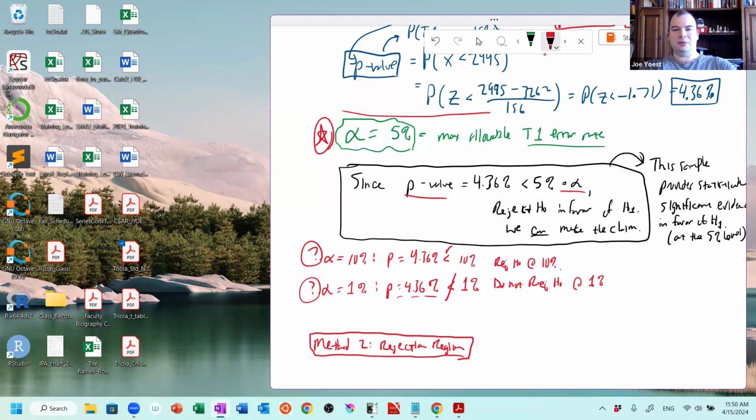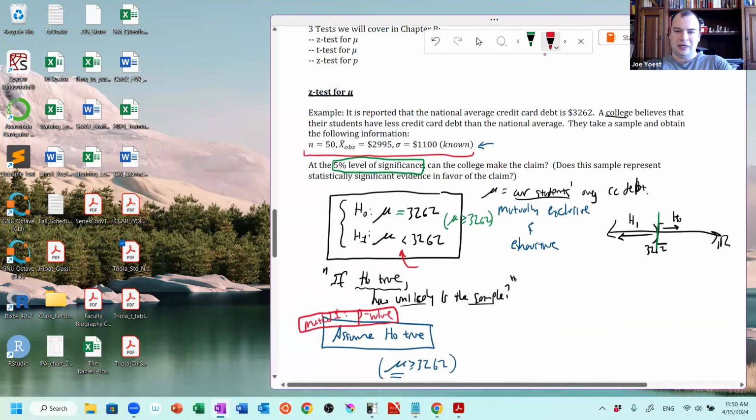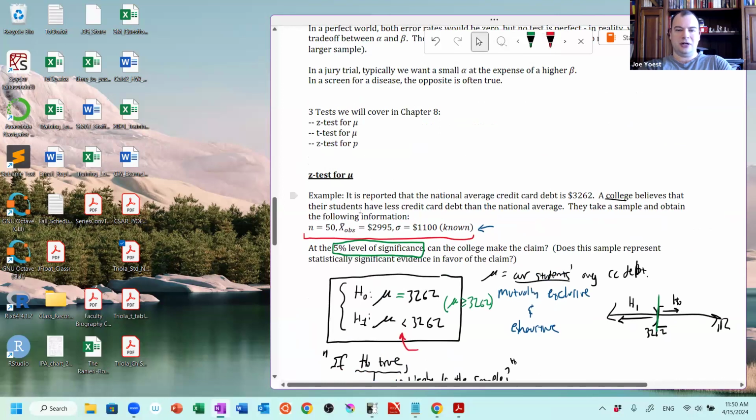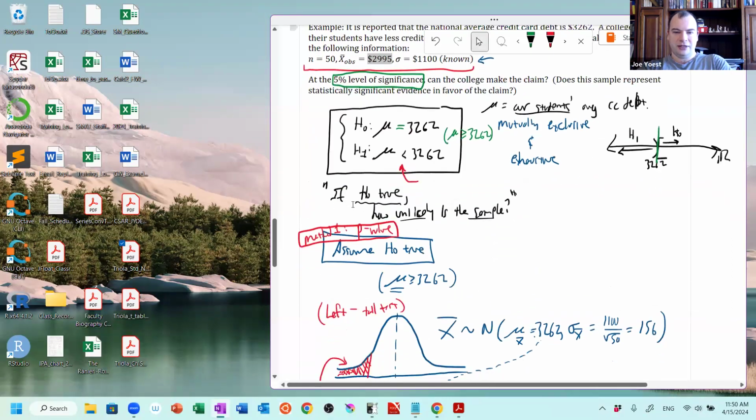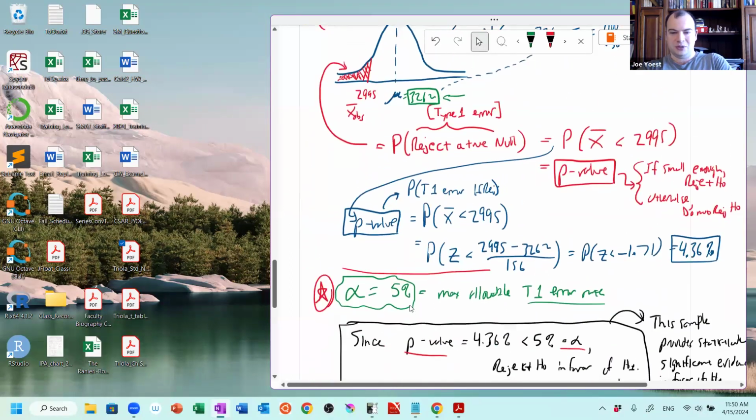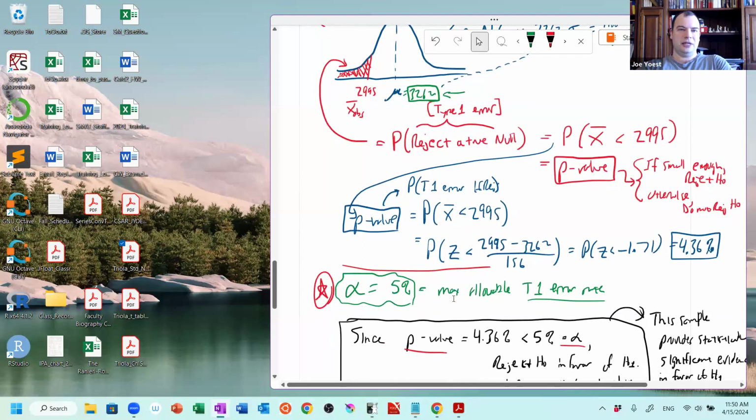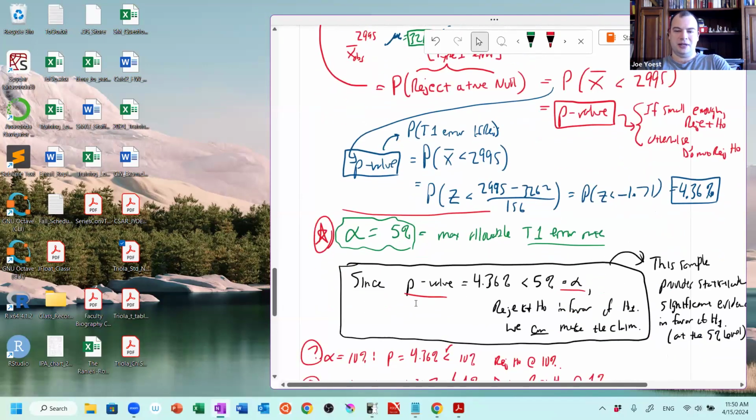There is a cost of the p-value method, though. What if I'm a college credit card debt consultant, and I go around to a bunch of different colleges and take very similar samples. One college, I get $29.95, I go through, I compute my p-value, I do all this work. I say, okay, good, at $29.95, I can reject at the 5% level. Nice.